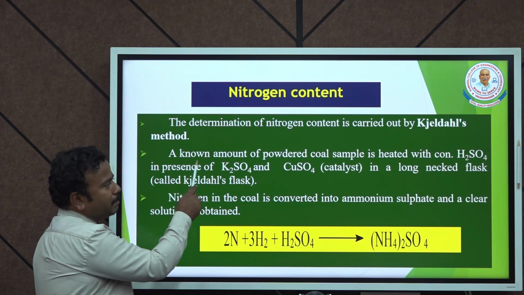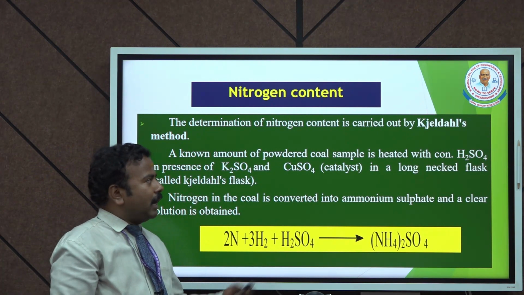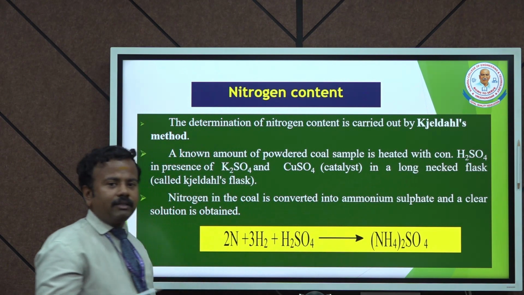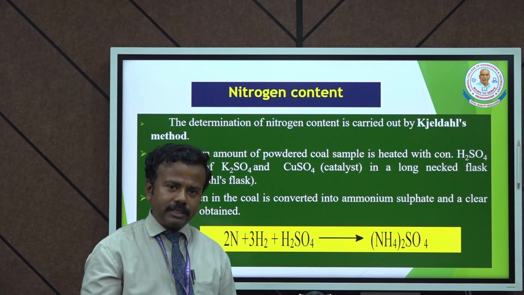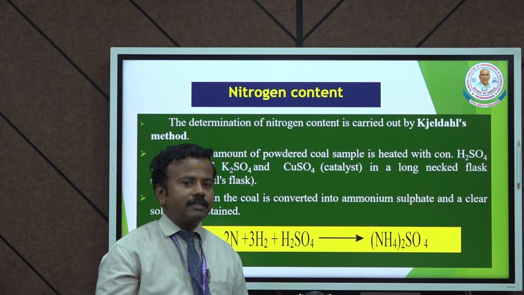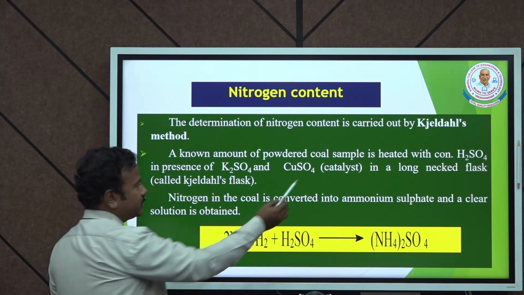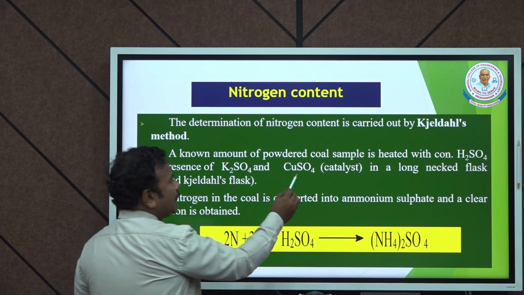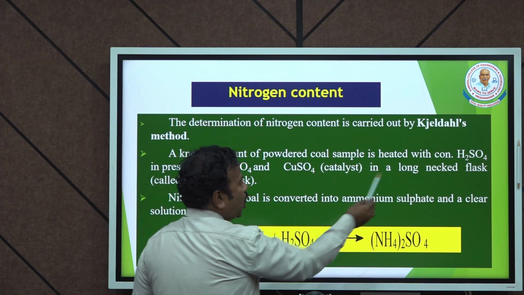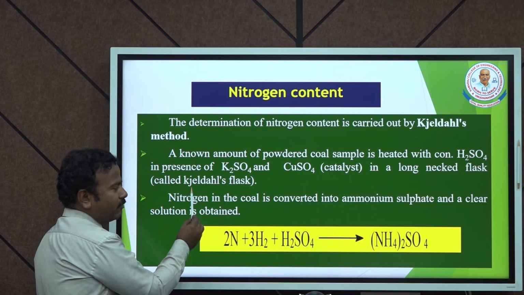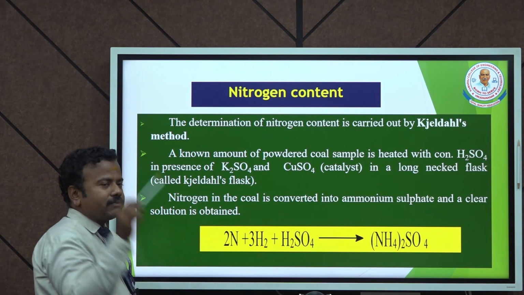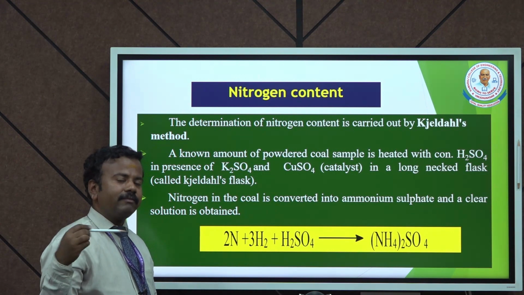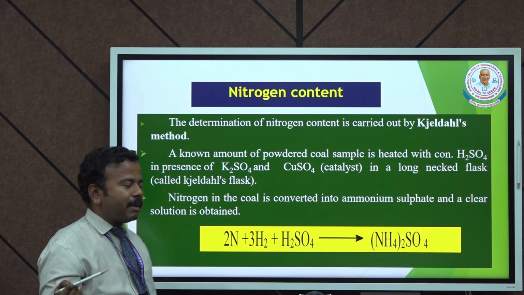A known amount of the powdered coal sample is taken and reacted with concentrated sulfuric acid. Whenever we treat with concentrated sulfuric acid, it is a vigorous reaction, in the presence of potassium sulfate and copper sulfate as a catalyst, in a long necked flask called the Kjeldahl flask. So why is it called Kjeldahl's flask? The flask is long necked, and vigorous reactions may be carried out there.